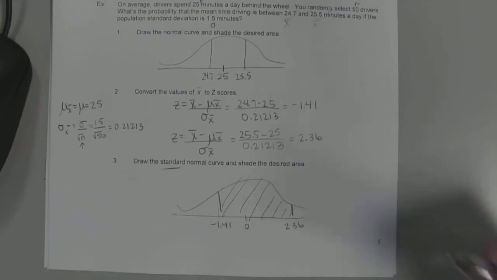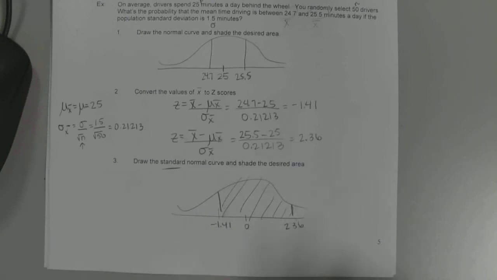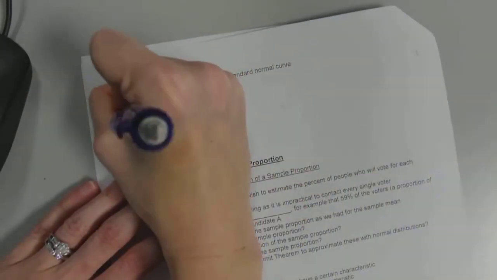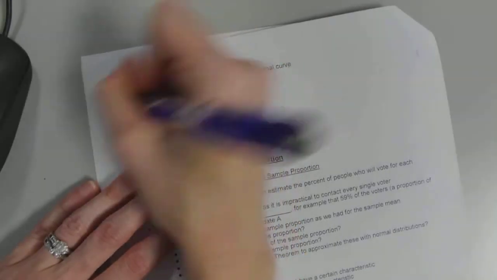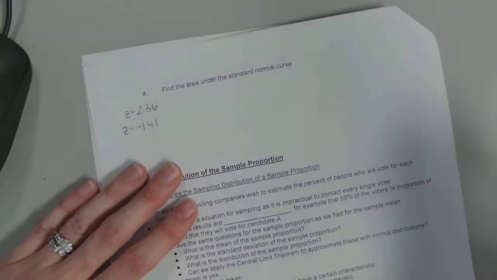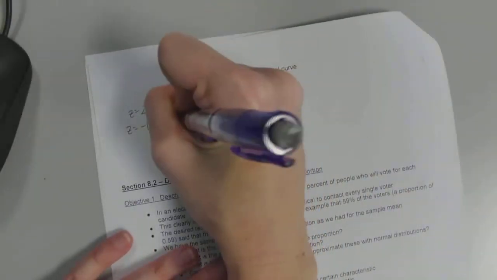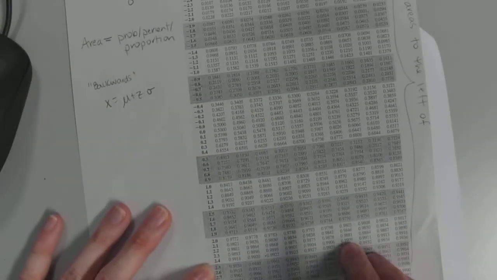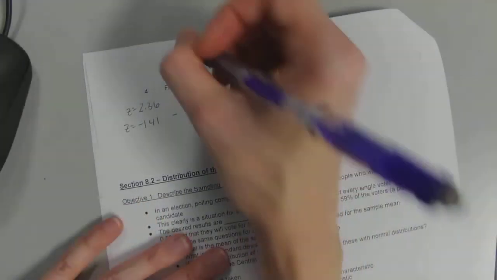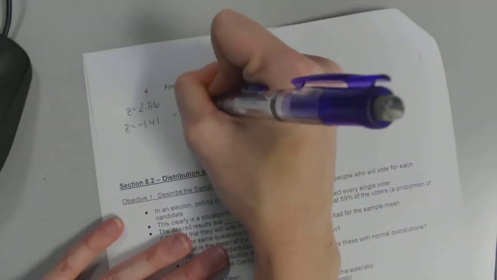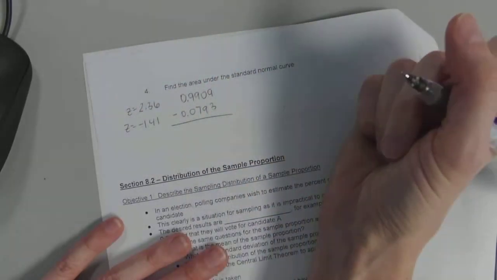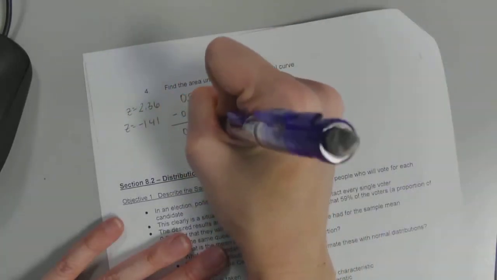We're shading a lot. So do you guys remember what you had to do when you had 2 z-scores, how you find the area in between? Subtract the 2, yep. So we're going to look up 2.36 first. So z equals 2.36, and we'll come up with this value, and then z equals -1.41. So 2.36, I got 9909. Does that look right? 2.3, there it is, 6. And then -1.41, I got 0.0793. Okay, so I got a difference of 9116.